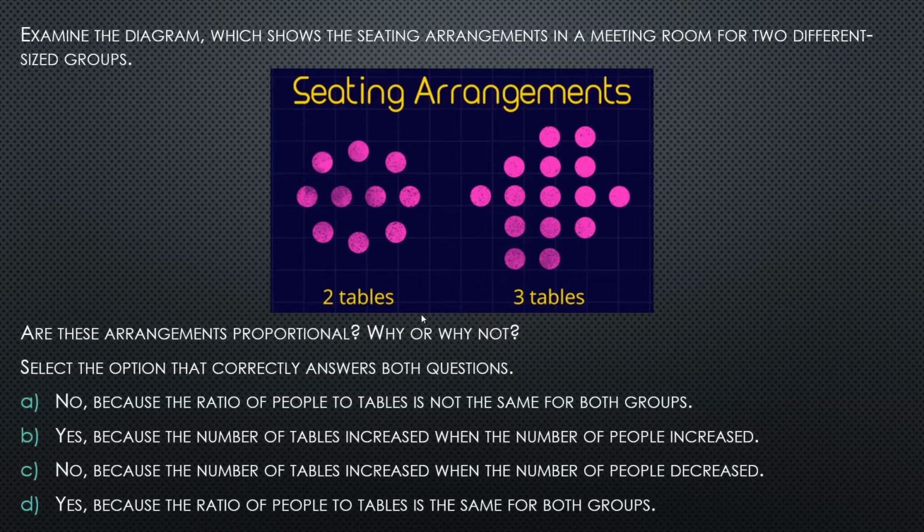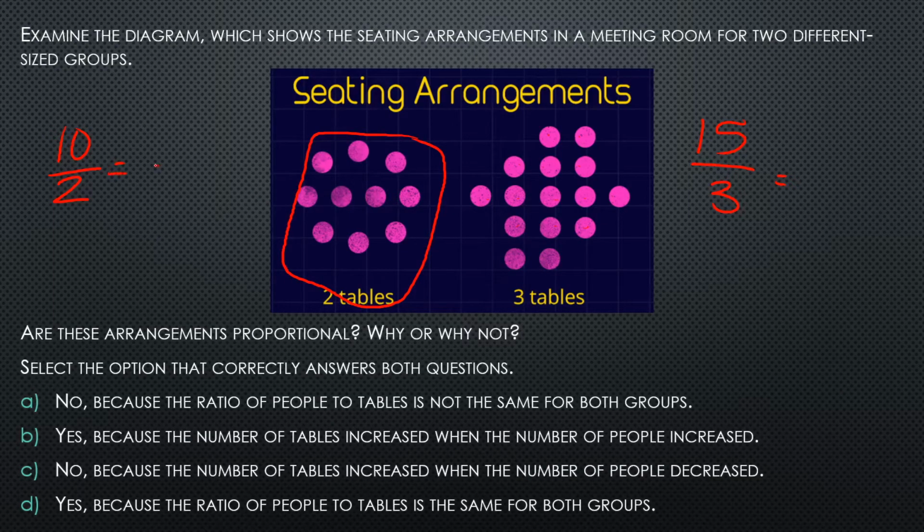So remember, let's find out how many people can sit at one table, okay? Alright, so let's look at this first one here. I have 1, 2, 3, 4, 5, 6, 7, 8, 9, 10 people for every two tables. And for this one over here, I have 1, 2, 3, 4, 5, 6, 7, 8, 9, 10, 11, 12, 13, 14, 15 people for every three tables.